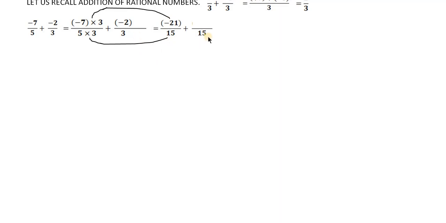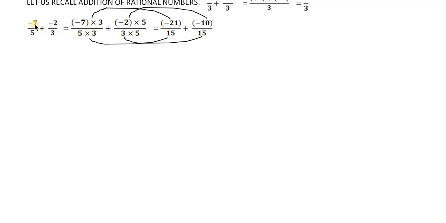Now coming to this rational number, it is written here. This 3 has become 15 here. Now you will have to multiply this with 5. 3 5s are 15. So here also you will have to multiply the numerator with 5. So minus 2 5s are minus 10 will come here.